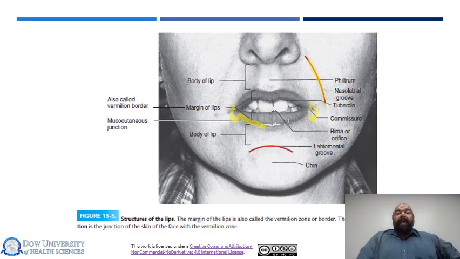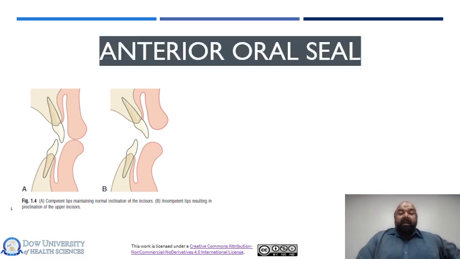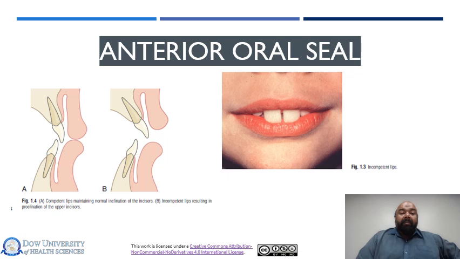Now we will look at the anterior oral seal. The anterior oral seal depends on competent or incompetent lips, which are influenced by the teeth. Now, if you just look at this child at rest, the lips are apart from each other. Such lips which do not touch each other during the resting stage are known as incompetent lips.